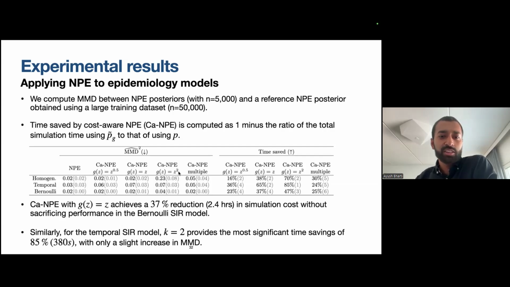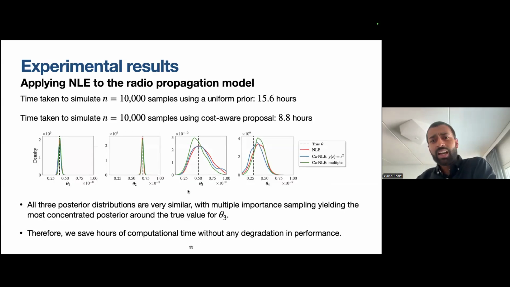So in this case, we used NPE. And then the last one is, again, the radio propagation example that I've been talking about before. This is slightly more computationally costly. So sampling 10,000 samples from a uniform prior took like 15.5 hours. But using our cost-aware proposal with, let's say, this G equals Z square, it took almost half, like 8.8 hours. But as you can see, the posterior that we get is very similar, right?